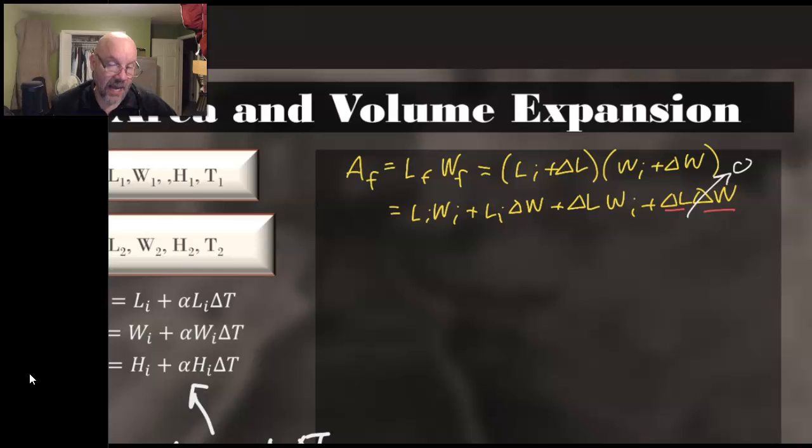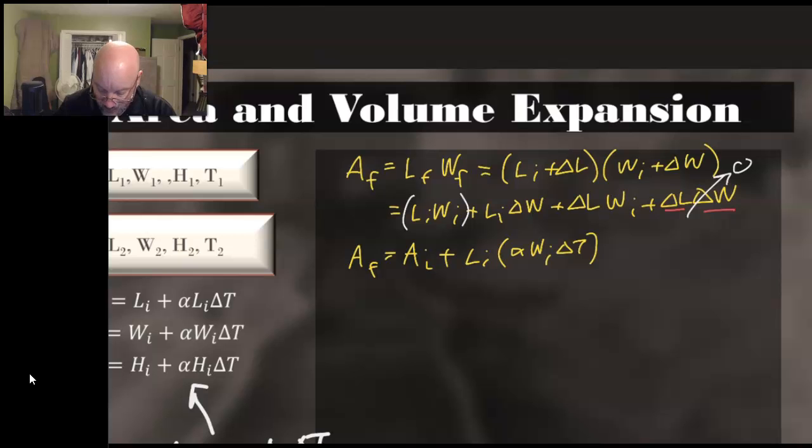Now let's look at the Li Wi term. That's this guy right here. Well, that's actually the initial area, isn't it? So we can say here, A final is A initial plus some stuff. So we're going to have Li onto our delta W, which is alpha Wi delta T. And then we've got delta L times Wi, and delta L is going to be alpha Li delta T. And then put our Wi on there just like that, okay?